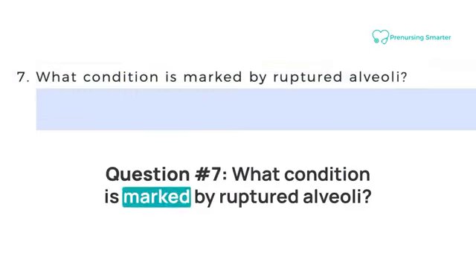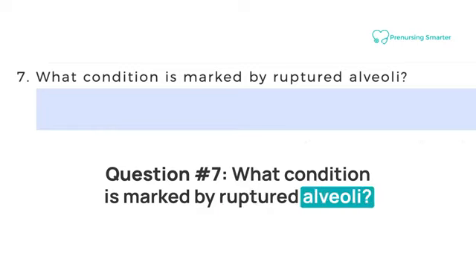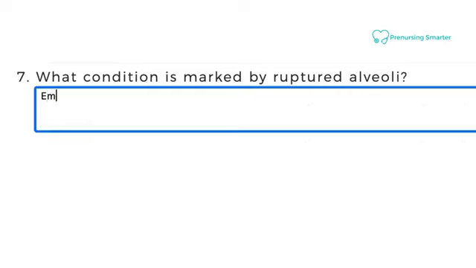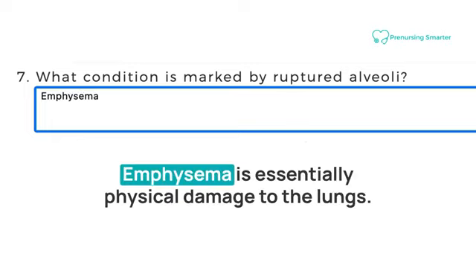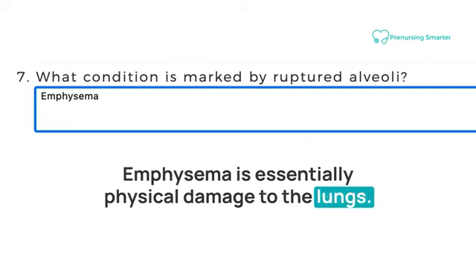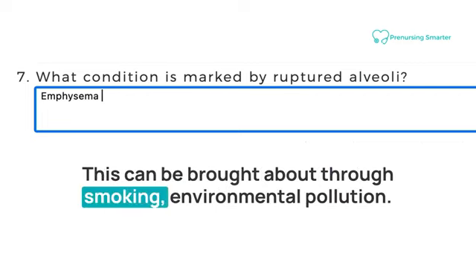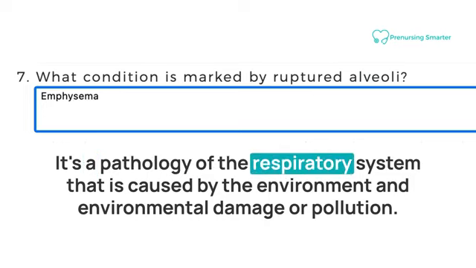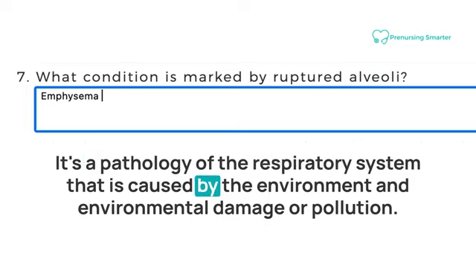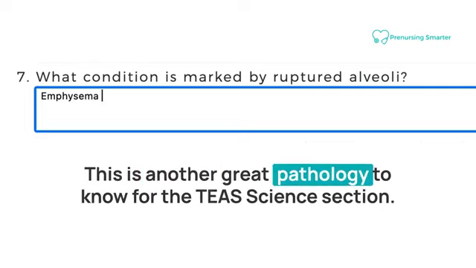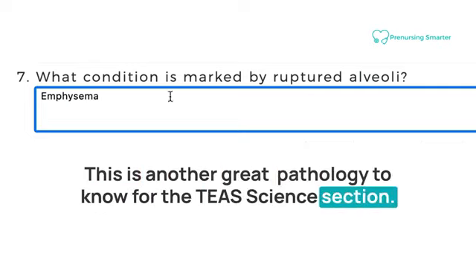Question number 7. What condition is marked by ruptured alveoli? This is emphysema. Emphysema is essentially physical damage to the lungs. This can be brought about through smoking, environmental pollution. It's a pathology of the respiratory system that is caused by the environment and environmental damage or pollution. This is another great pathology to know for the T-Science section.